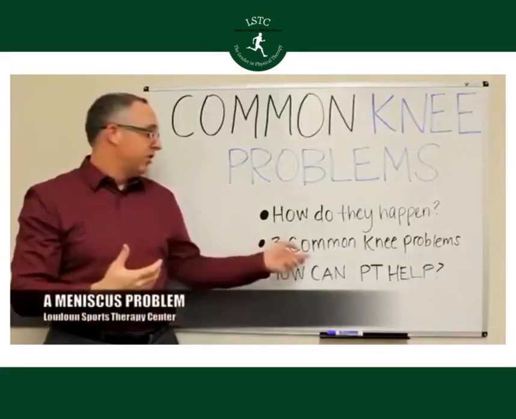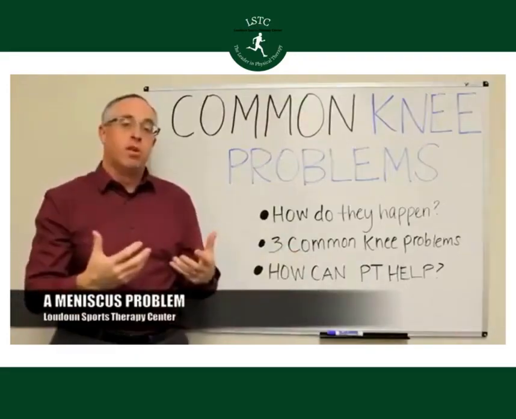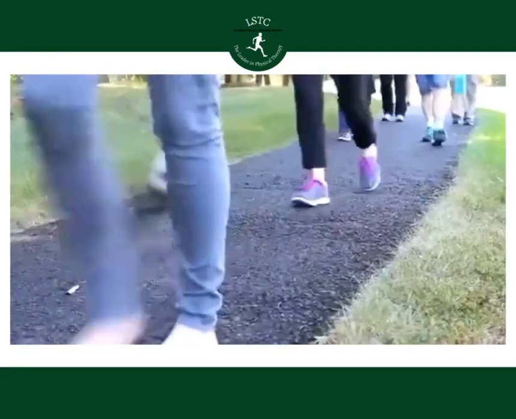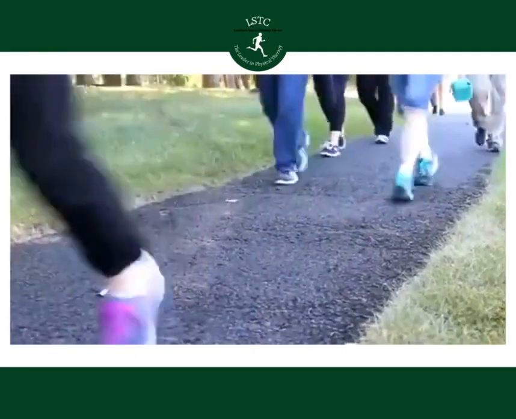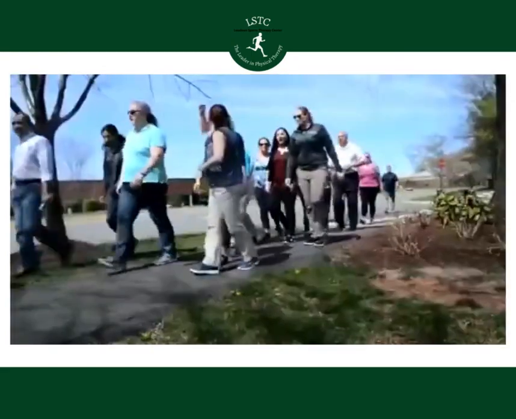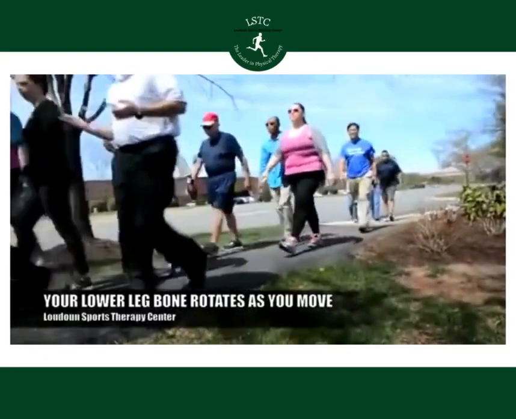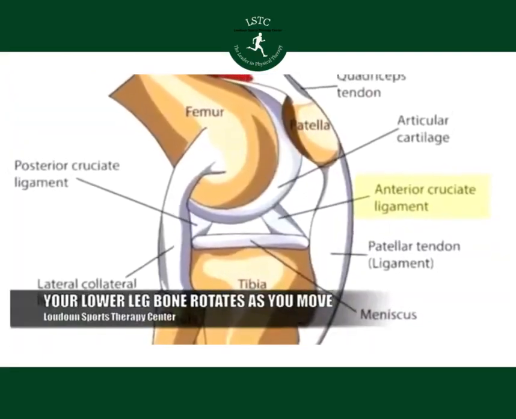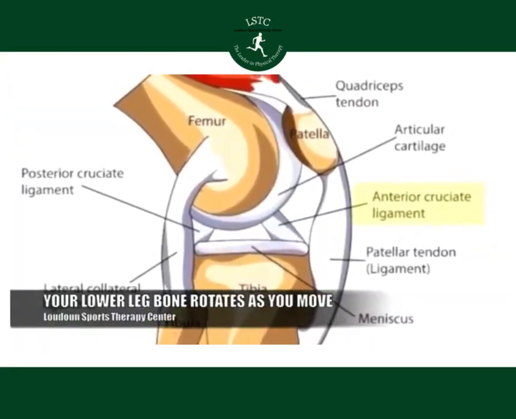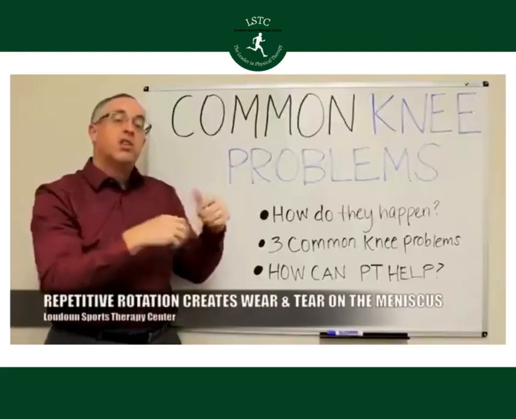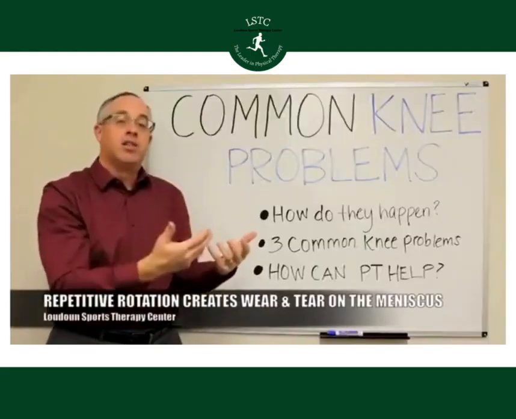A meniscus injury is the second common problem with a knee. As you're walking, your knee is straightening out to put that foot out in front of you, and there's actually about 7 or 8 degrees of rotation of your tibia. Your lower leg bone is rotating at the same time that it's straightening. Well, that repetitive rotation starts to create wear and tear on the meniscus.